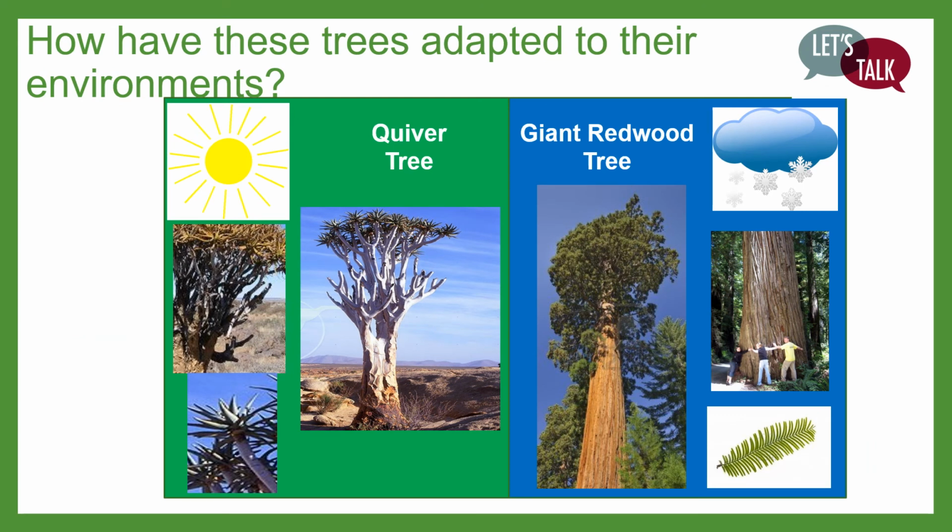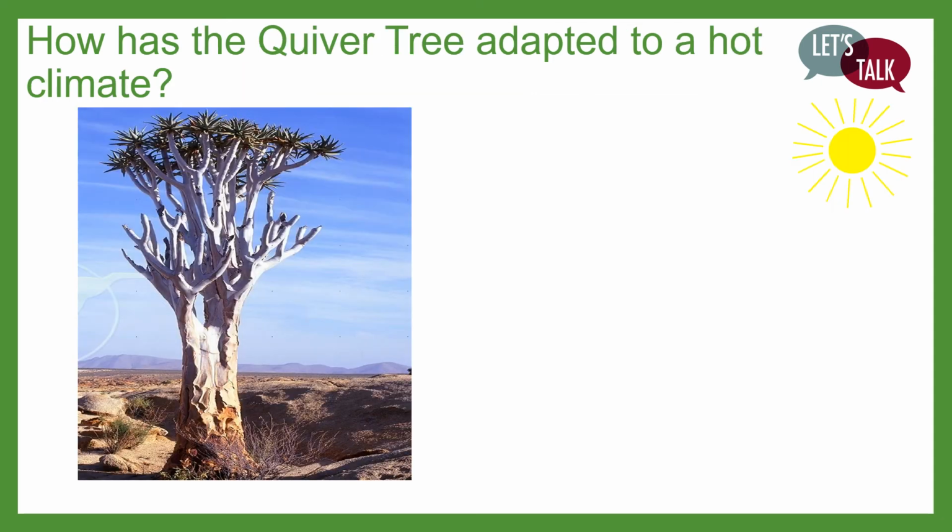So how are these trees adapted to their environments? When we consider this question, we must also consider the environment where the organism lives. So these plants live in very different habitats, environments. This quiver tree, for example, lives in a really hot environment. And this giant redwood tree lives in a really cold environment. And that is why they look so different. How has the quiver tree adapted to a hot climate? Pause the video and jot down some ideas as you look at the image.